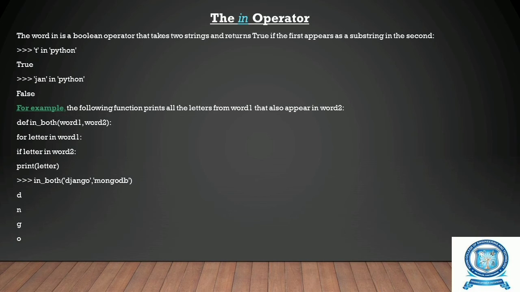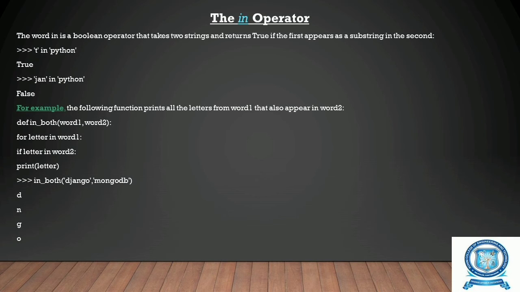Okay, so let's see another example. The following function prints all the letters from word1 that also appear in word2. Define the function: def in_both(word1, word2). So in_both is the function given, and word1 and word2 are the parameters. For letter in word1, if the letter is present in word2, print the letter.